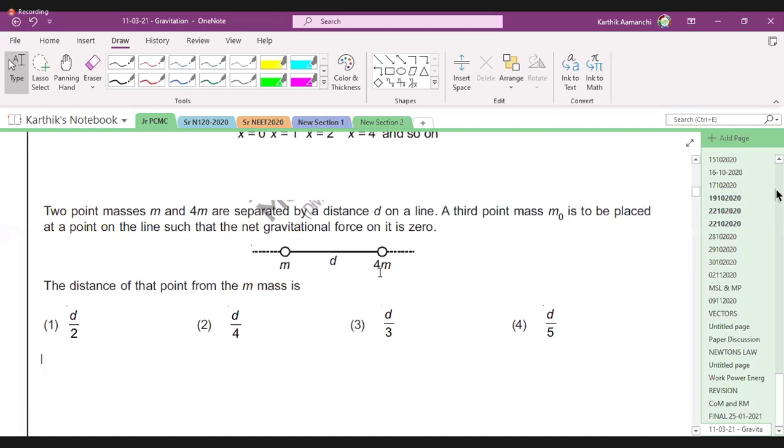No, sir, the torque is R bar cross F bar, and R is always from the center. Theta is going from 0 to 180, again 180 to 0. So sine 0 is 0. Sine 180 is 0. So that's why your torque acting will be 0.